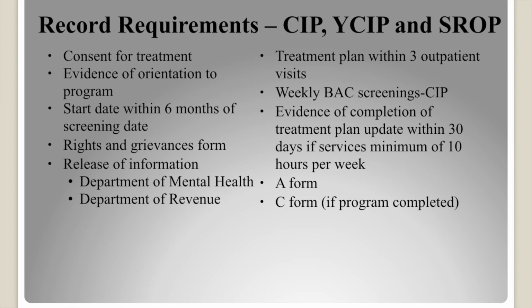You're going to need to make sure that you complete a treatment plan within the first 3 outpatient visits. So the first 3 times that they're at your office after the screening doesn't count towards that. The first time that they're enrolled in the program, you're going to need a treatment plan within 3 visits. You're going to need documentation of weekly BAC screenings in the SIP. And you're going to need to document that you have completed a treatment plan update within 30 days of services, and a minimum of 10 hours per week is going to be offered for the clinical intervention program. You're going to need the A form and the C form once they complete that program.